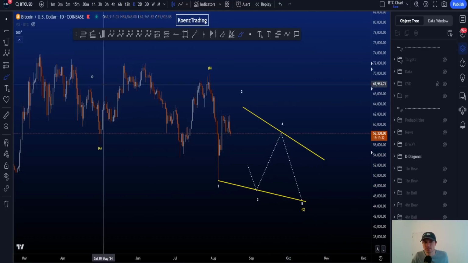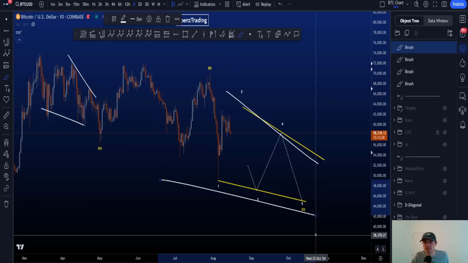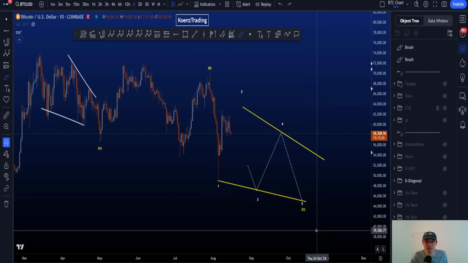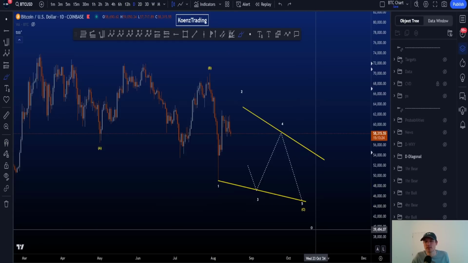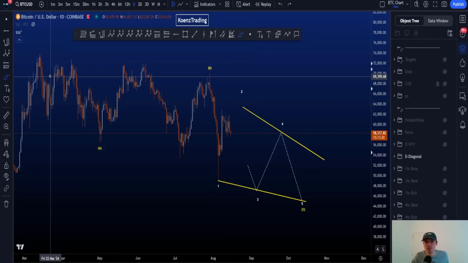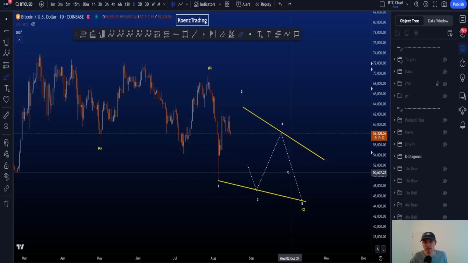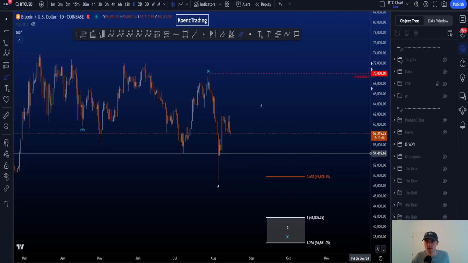From a probabilities perspective, having a diagonal in wave A as well as in wave C is low probabilities, simply because you do like alternation, where A diagonal, preferably C sharp, right? Or A sharp and then a C diagonal, instead of having 2 diagonals. Now, it's not an invalidation. It is possible. There's no rule that says you can't have a diagonal A and C, but preferably we do see that alternation. Nonetheless, something to keep in mind.